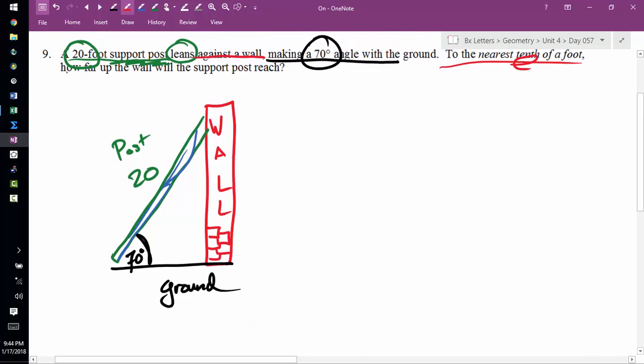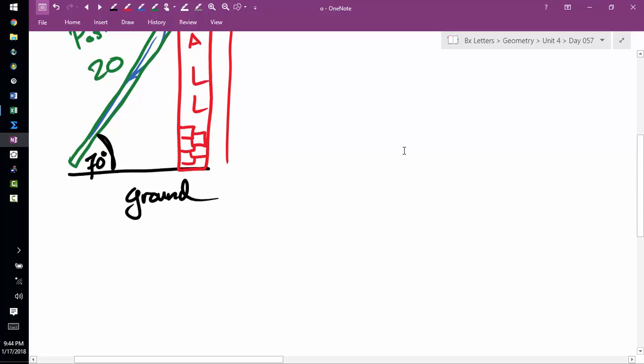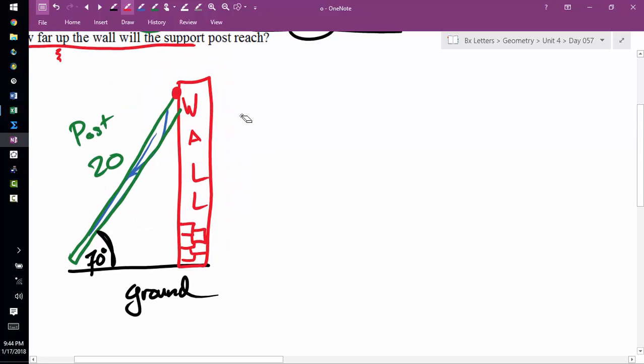They want to know how far up. How far up, so whenever you hear up, you should be thinking about that height. How far up the wall will the support post reach? So we're solving for height in this problem. So we're solving for the height of the wall.